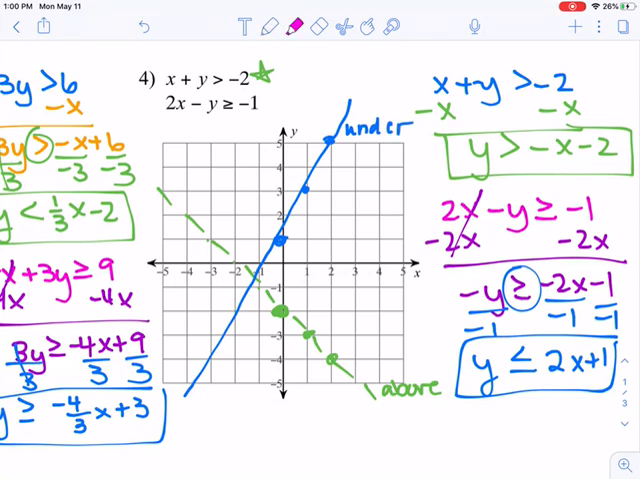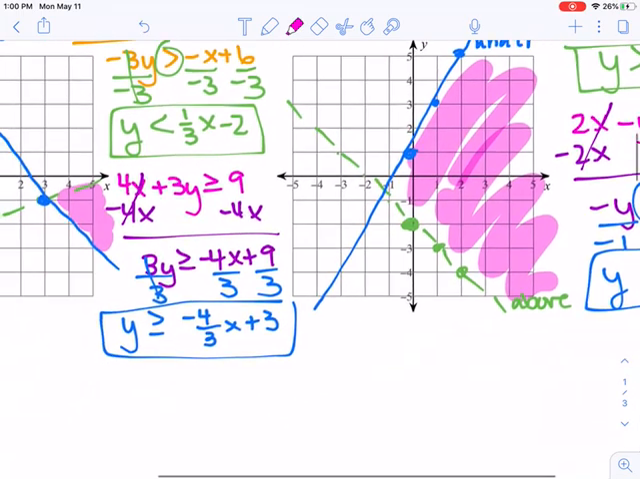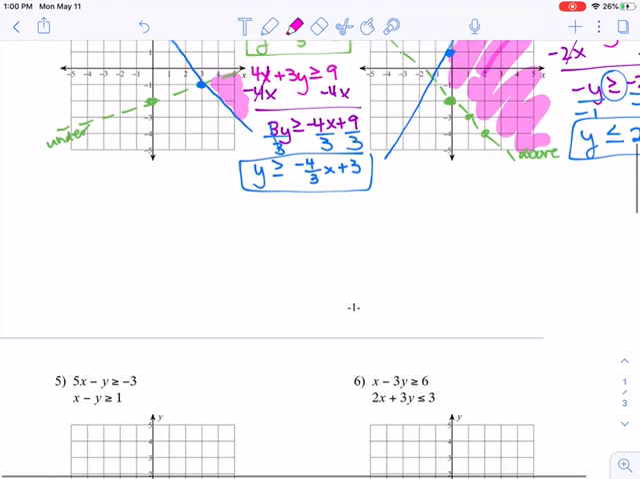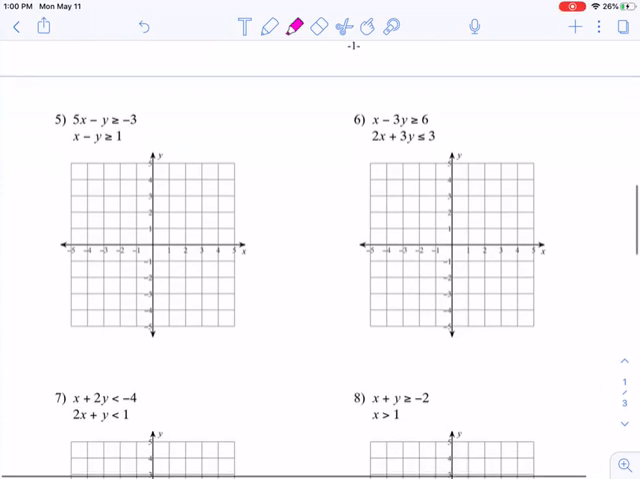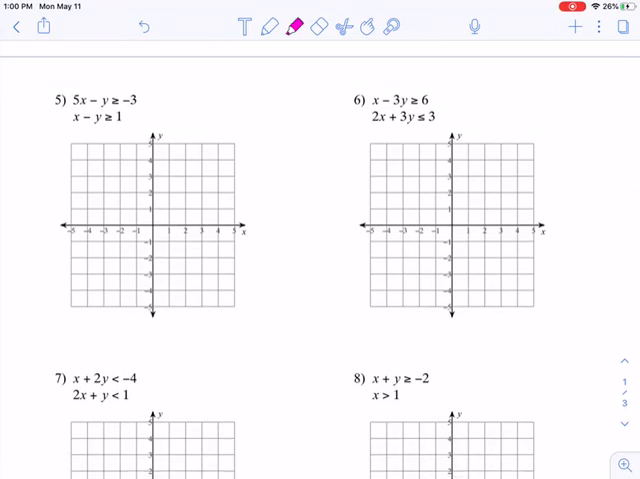So we want to be both above the green line and under the blue line, and that would be this region here. Now it's your turn to practice. On the back side, or on the second sheet, you want to go ahead and try questions 5 through 10. Put them first into y equals mx plus b, and then graph each of your overlaps.